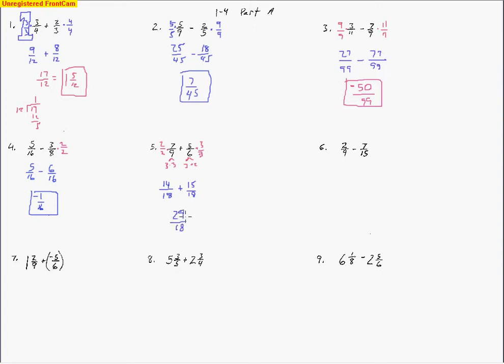So from this point, I can just do some division. I can divide the 18 into 29, see how many times it goes in there. Looks like it's only going to go one time. And when I do that subtraction, I'm left with 11. So my answer is 1 11/18.